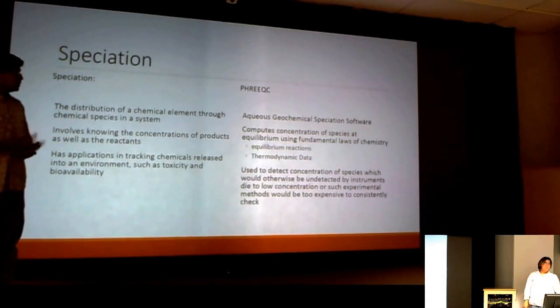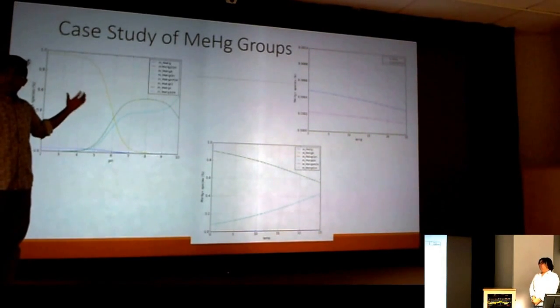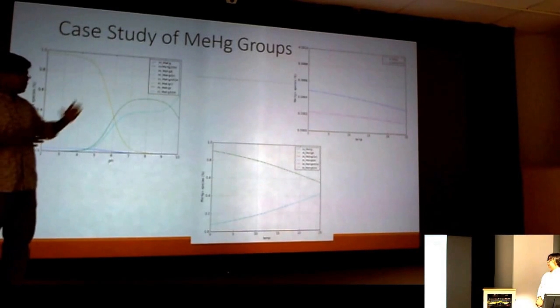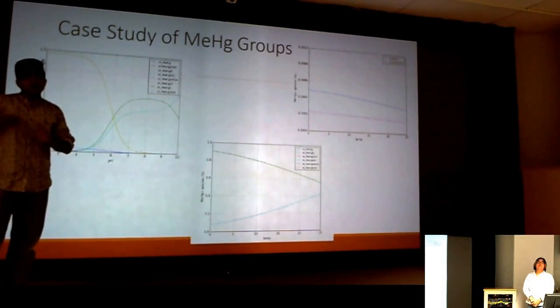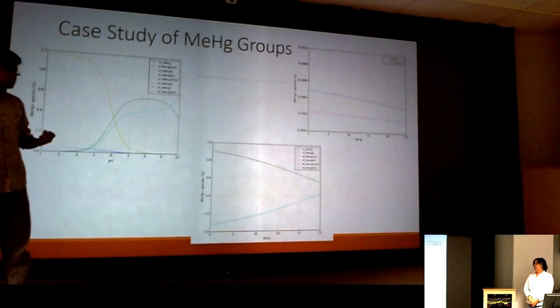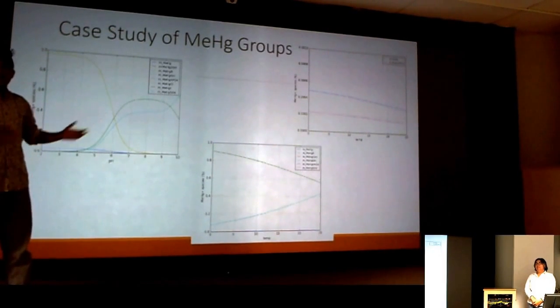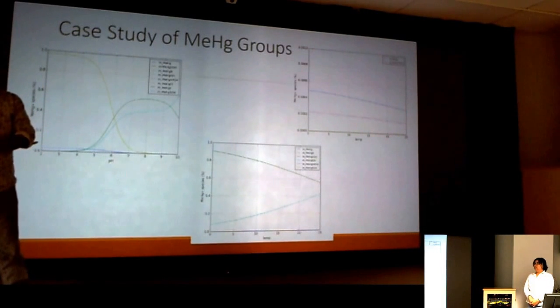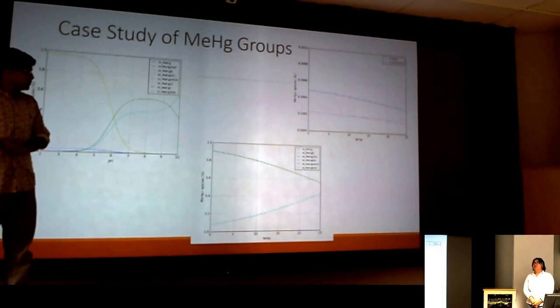So our case study, what we were doing specifically with speciation, would be the analysis of methylmercury. In Oak Ridge, Tennessee, there were some nuclear weapons experiments that were going on, and because of that, methylmercury started to get introduced into the environment. And methylmercury is very dangerous. It's a neurotoxin which, if you come in contact with, you can die within the year, but if you ingest it, you can die within the month.